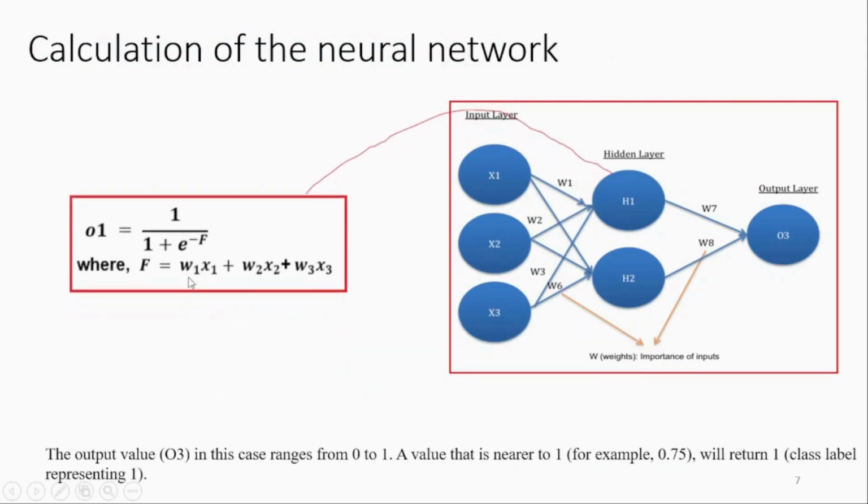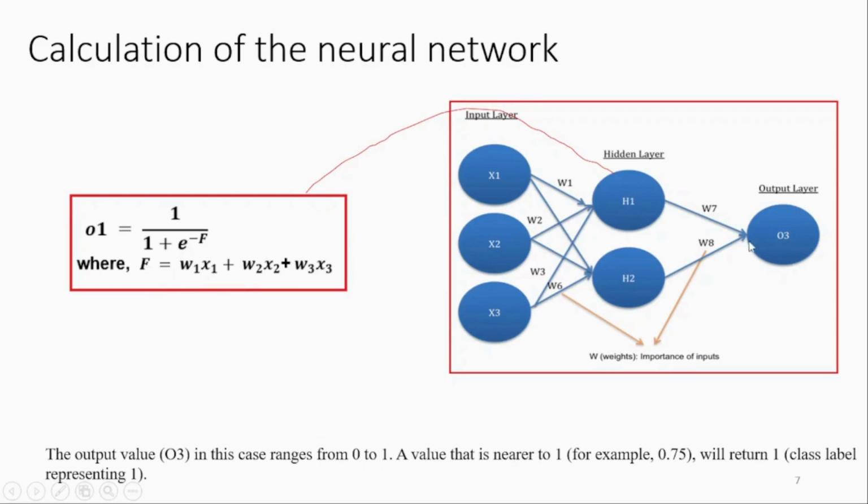This is the sigmoid function used inside hidden layer 1. So O1 is equal to 1 divided by 1 plus e to the minus f, where f is equal to w1 x1. If this sigmoid function is implemented here, then it will be calculated with f1 and x1, w2 x2, w3 x3. So this is how the activation functions will be calculated here: how they calculate the different inputs combined by multiplying with the weights.